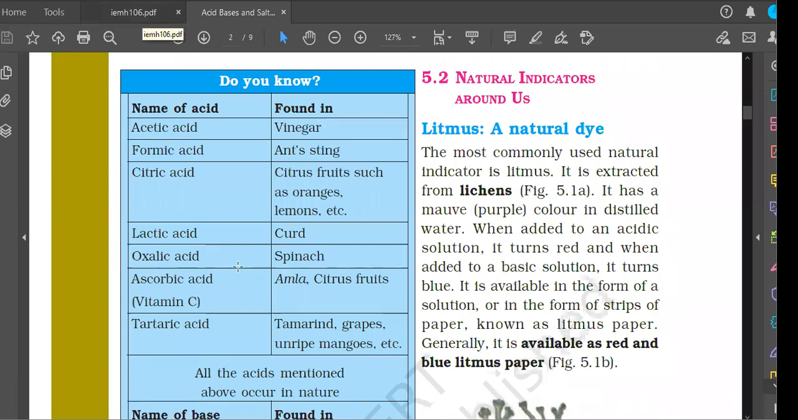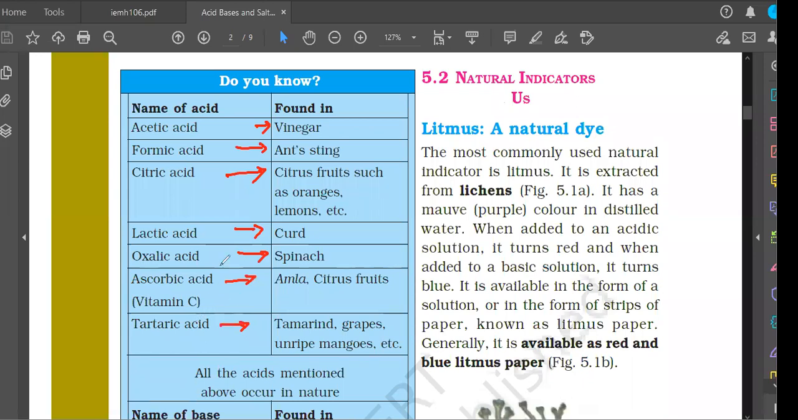Now let's see this. Acetic acid is found in vinegar, that you have to remember. Formic acid in ant sting. Citric acid we studied in citrus fruits. Lactic acid in curd, milk. Oxalic acid in spinach. Ascorbic acid in amla, and in tamarind, tartaric acid. So these all acids you have to remember.